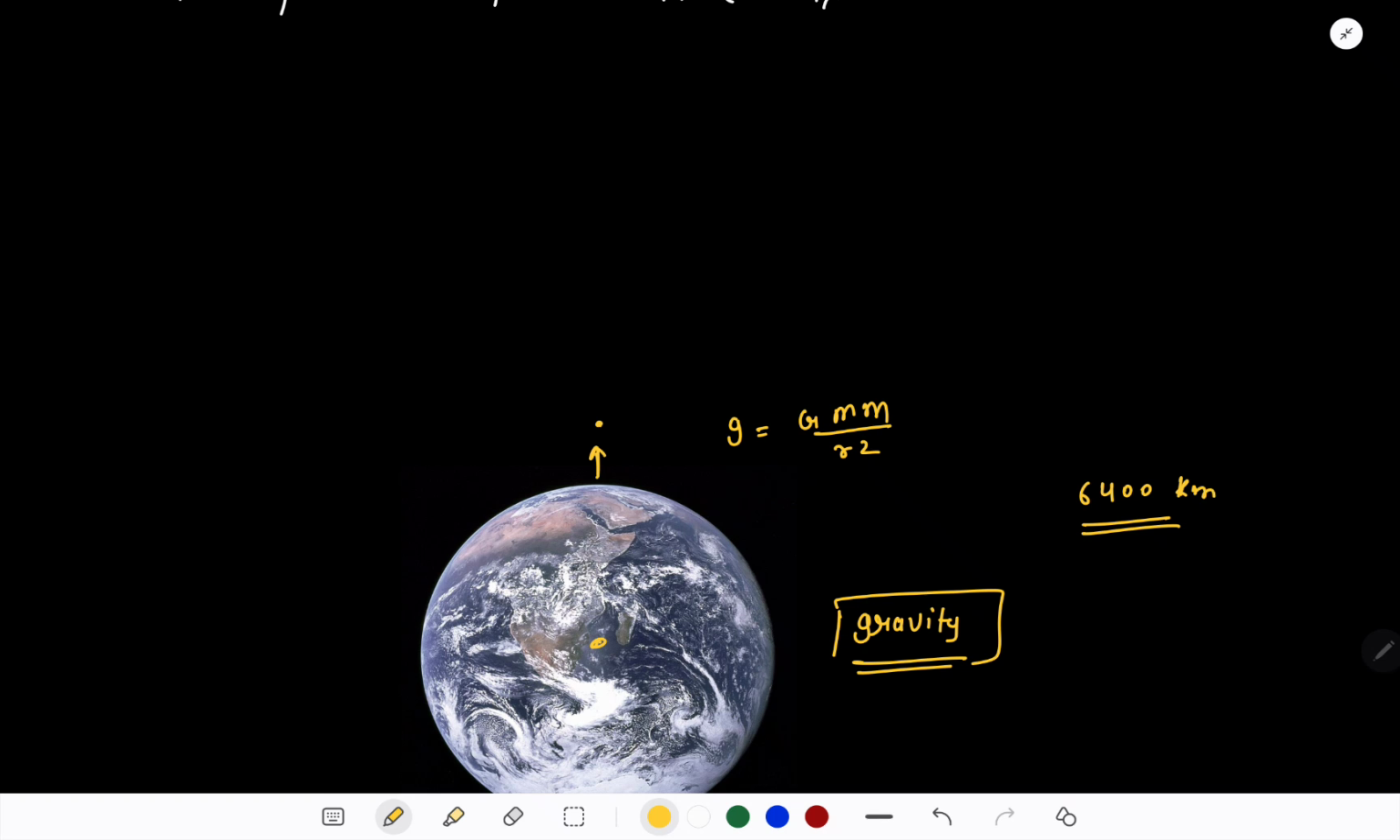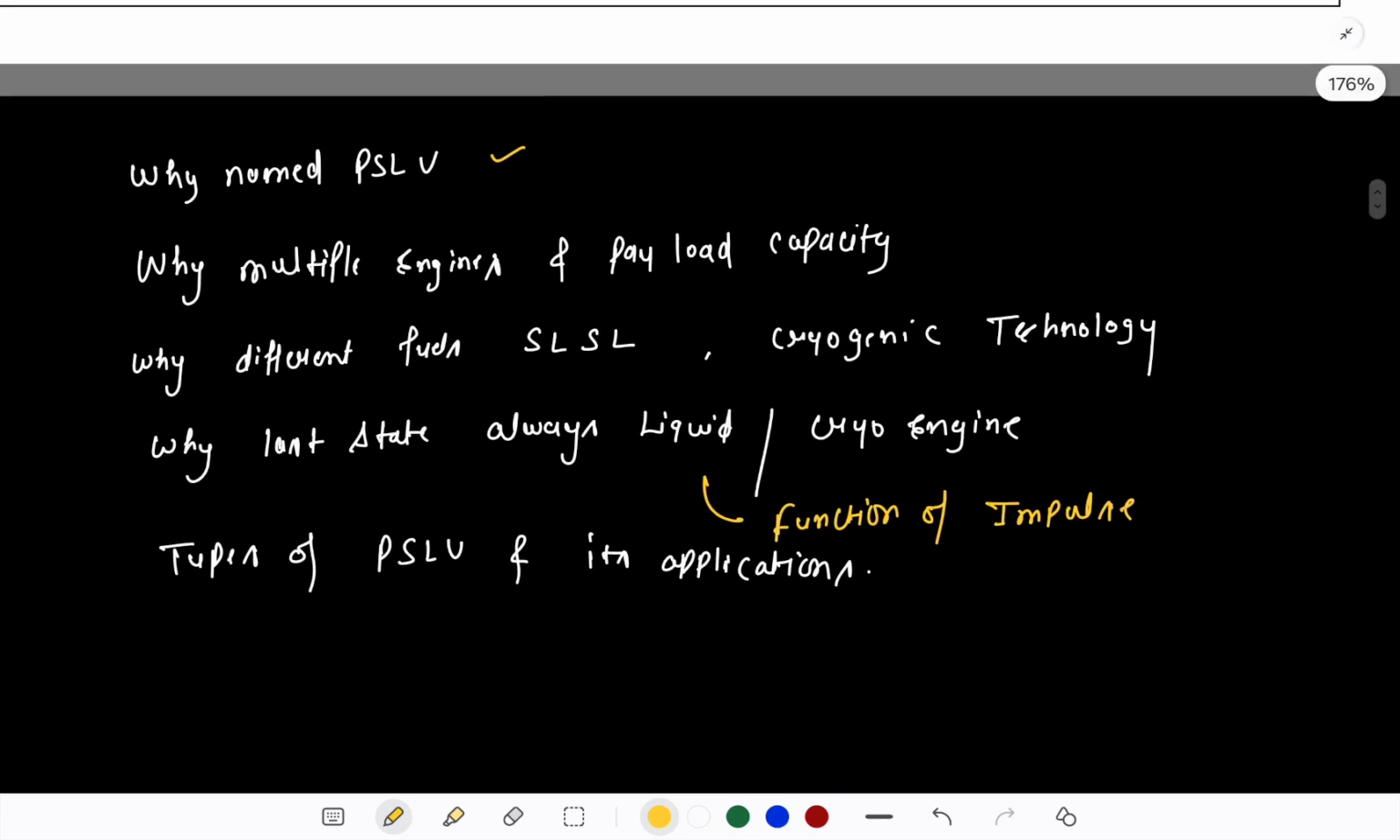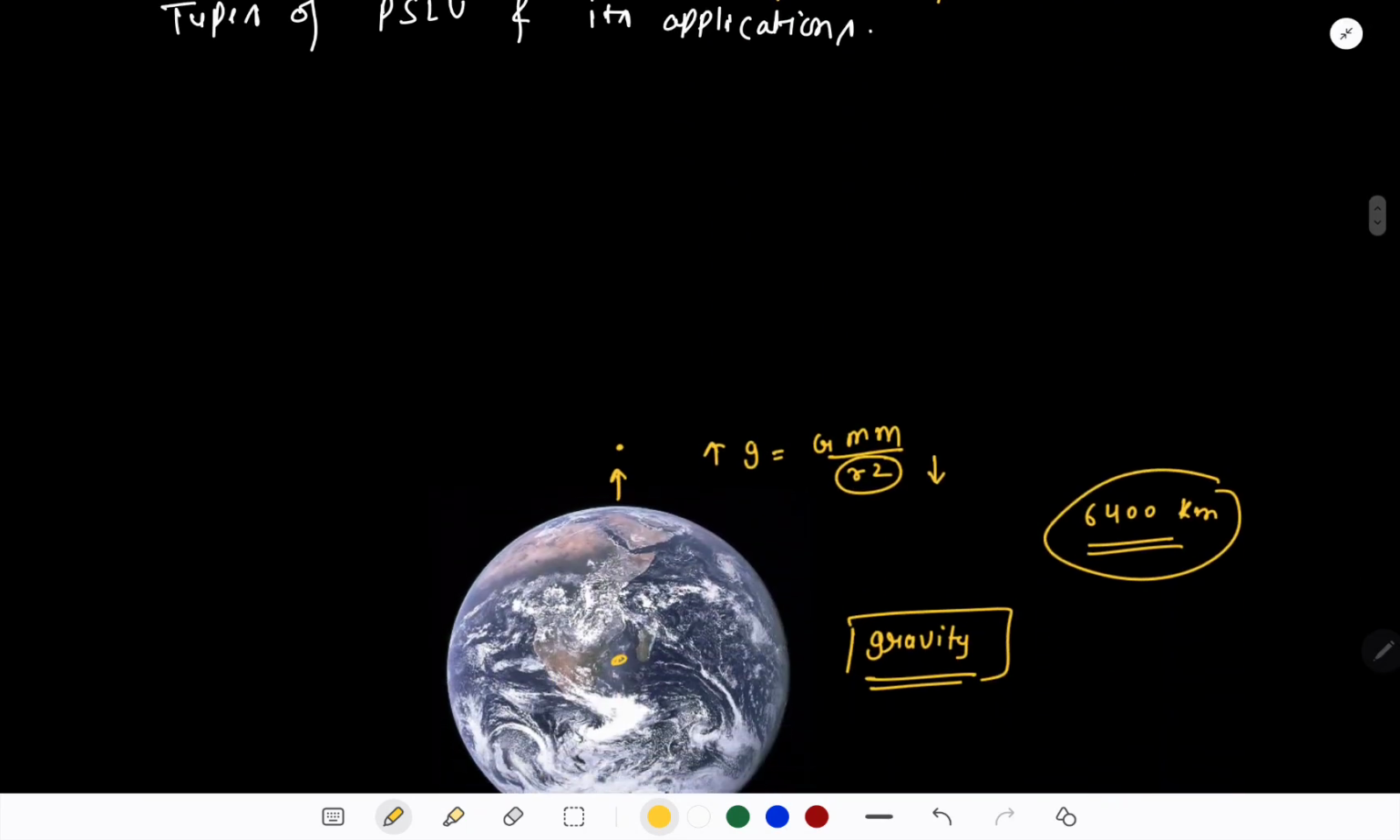Okay, you can talk about the polar radius. Now the r is very small, and the smaller the r, the more the gravity. So initially you need a lot of thrust, and then it will go around. Now, talking about why we have named it the PSLV, Polar Satellite Launch Vehicle.